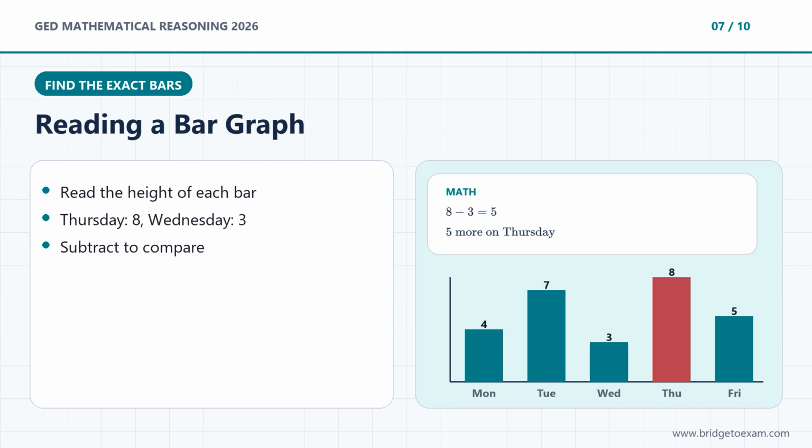Now, data interpretation. This bar graph shows cups of coffee sold each day. To answer a question, read the height of each bar. How many more were sold on Thursday than on Wednesday? Thursday is 8 and Wednesday is 3. 8 minus 3 is 5. 5 more cups were sold on Thursday.